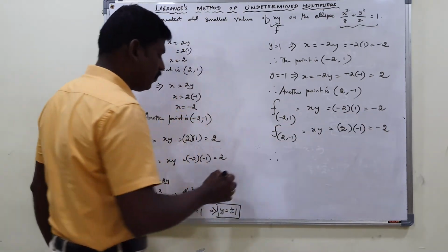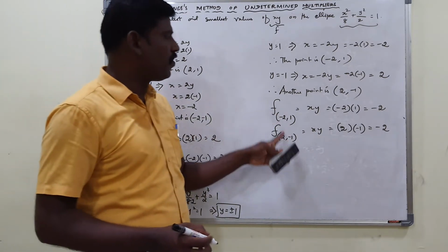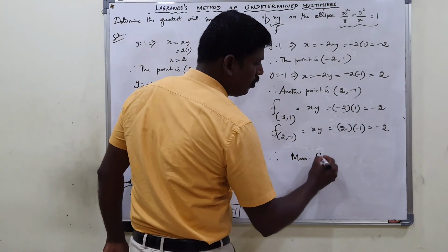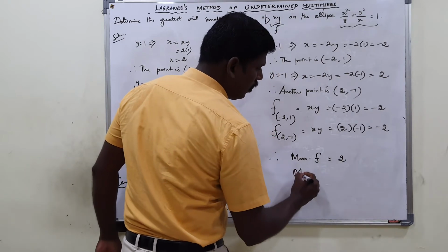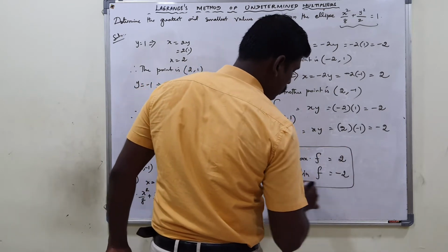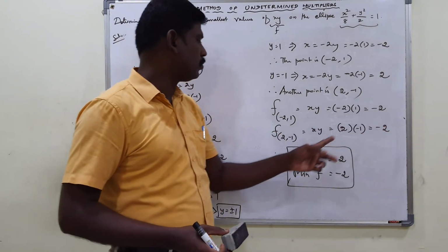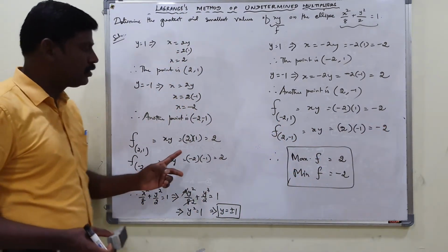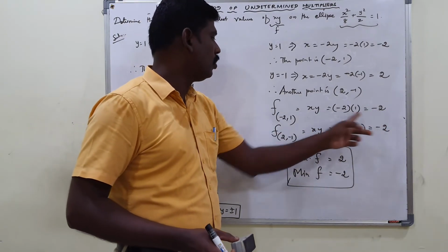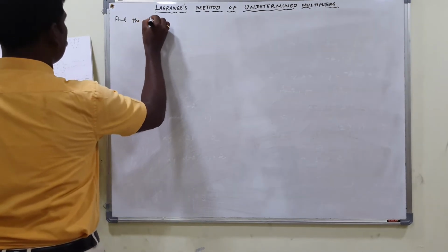Therefore, the maximum value of f is 2 at these 2 points and the minimum value of f is minus 2 at these 2 points. Okay? Therefore, maximum value of f is equal to 2 and minimum value of f is equal to minus 2. Right? Here, we will get plus 2, that is maximum, minus 2 is minimum. So f attains maximum at these 2 points, and the maximum value is 2. F attains minimum value minus 2 at these 2 points. That's all.